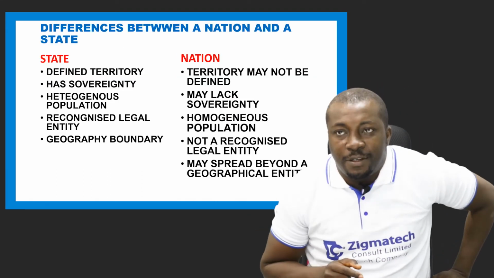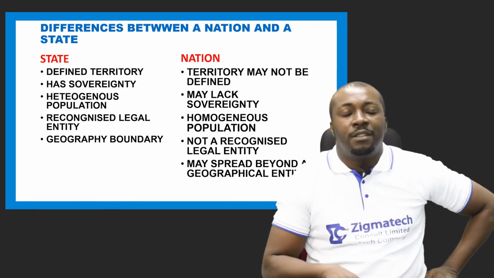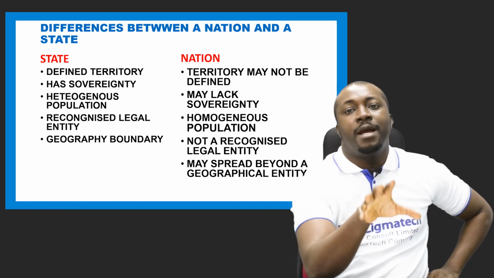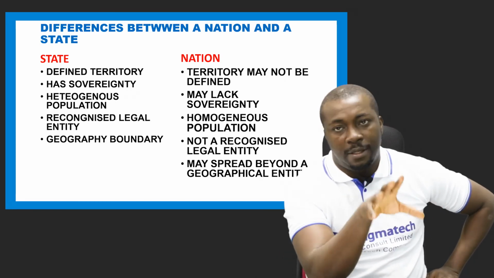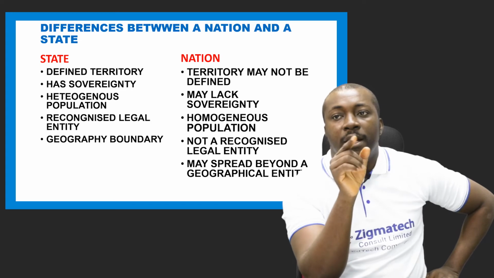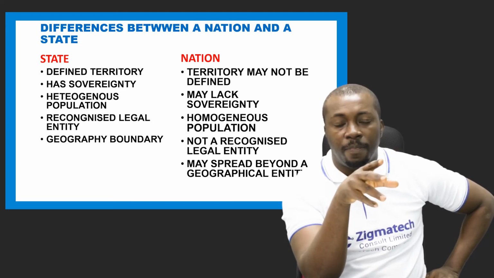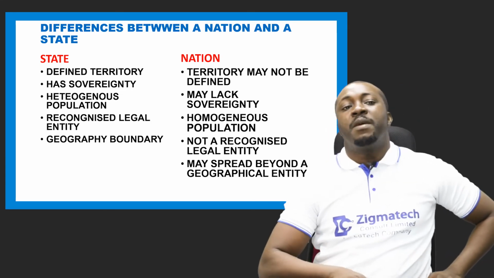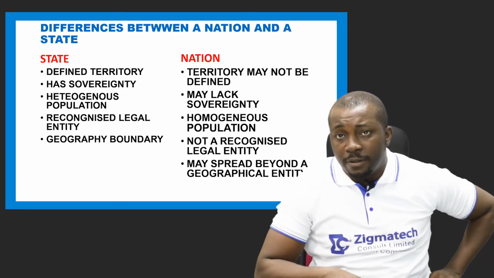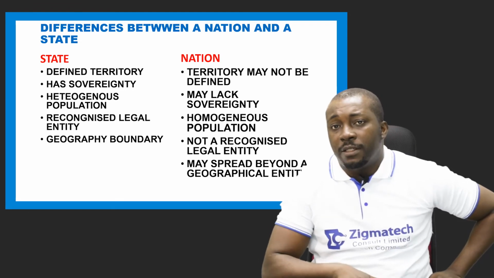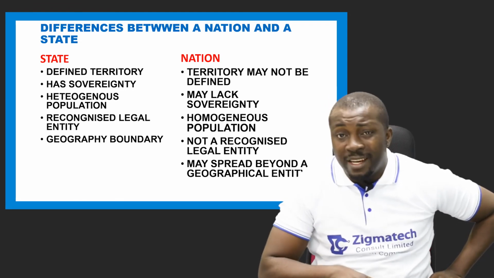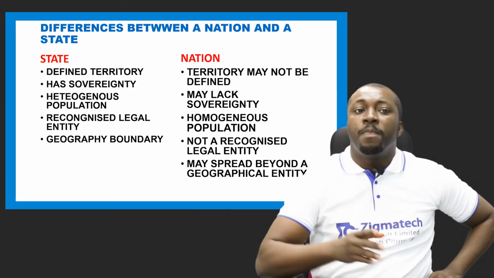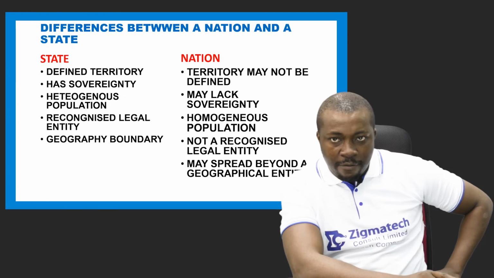Now let's look at the differences between a nation and a state. Now, a state has defined territory. That is, this is where it is located and it must be there. On the other hand, a nation may not. The territory of a nation may not be defined because you have people of the same nation in different countries. Example, the Jews, you can see them in Israel, you can see them in the United States and different countries. So nations may spread beyond a particular geographical area.